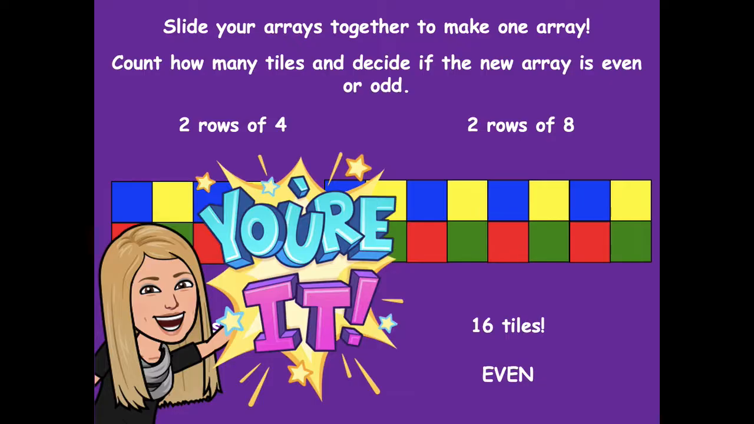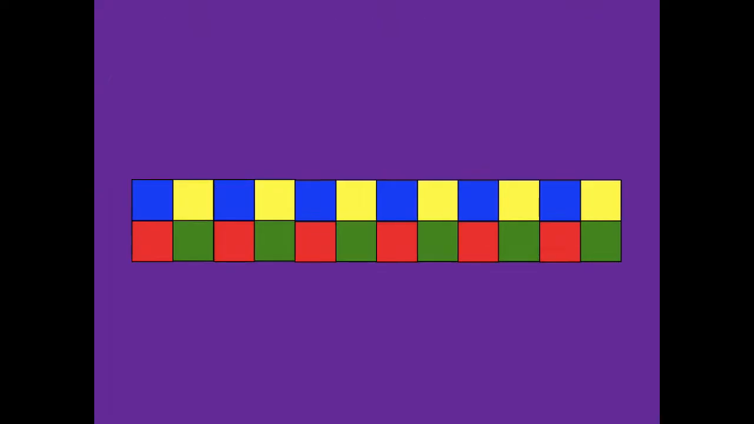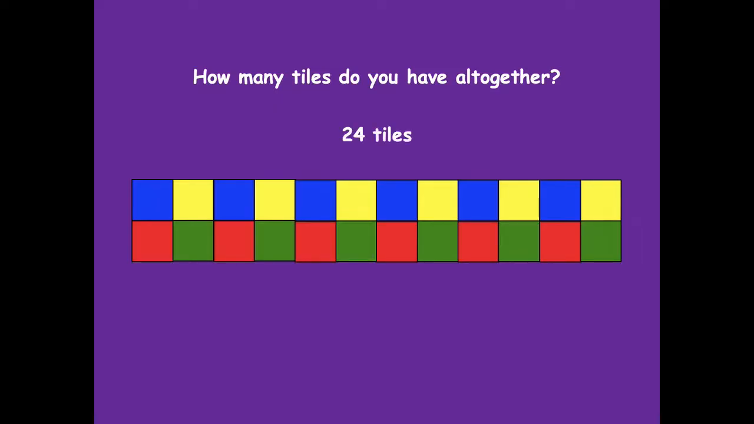All right, friends, pause if you need more time. All right, so here's my new array. Whew, that's a big one, right? So how many tiles do you have all together now? 24 tiles. Is that even or odd? Yeah, it's even, right? Because we can see there that they all have a partner, and we know that there's a 4 in the ones place, and 4 is an even number. Awesome.